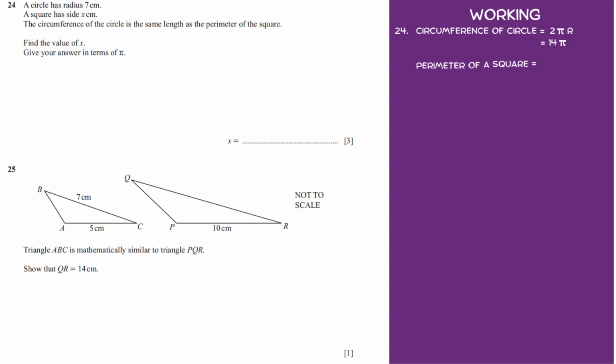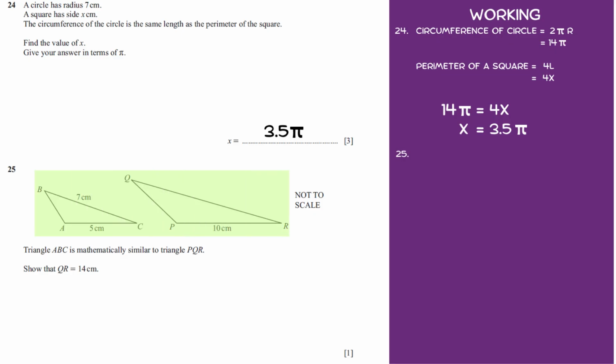On the other hand, the perimeter of a square can be found using 4 times the length, and since length is x, the formula reads 4x. Therefore, if these two values are equal, then 14 pi is equal to 4x, and therefore x is equal to 3.5 pi. In question 25, we are given 2 mathematically similar triangles and are asked to prove a value.